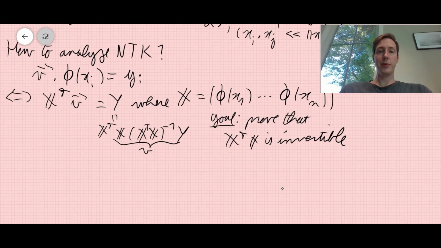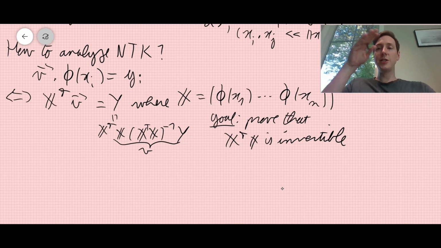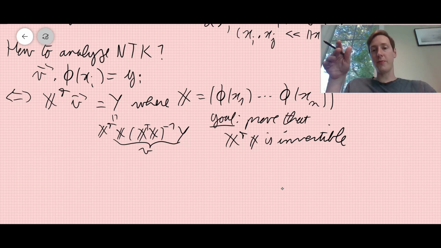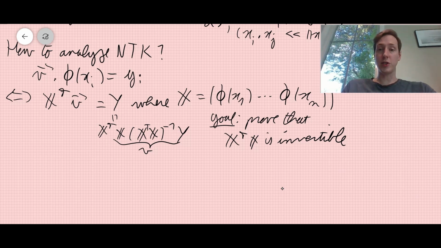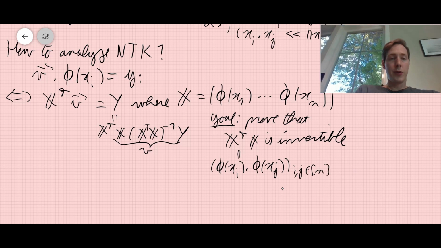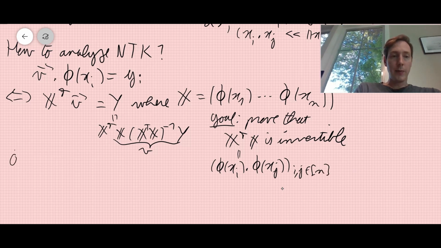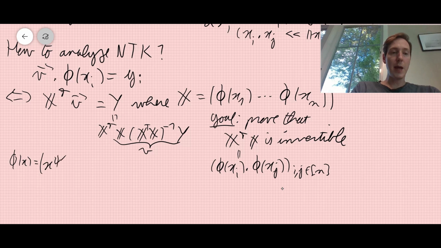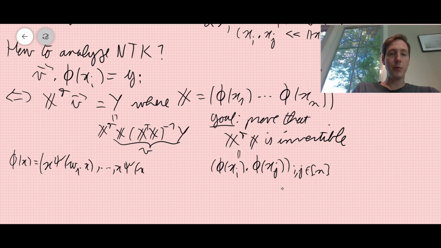But what is this matrix X transpose X? So let's see, the ijth entry is the ith row of X transpose, meaning the ith column of X, times the jth column of X. So it's phi of xi dot phi of xj. So this is a matrix whose ij entry is phi of xi dot phi of xj, for i, j in N. But what is phi? Again, what is phi? Remember, phi of x is just the embedding given by the neurons. So it's x times psi prime of w1 dot x, etc., up to x times psi prime of wk dot x.